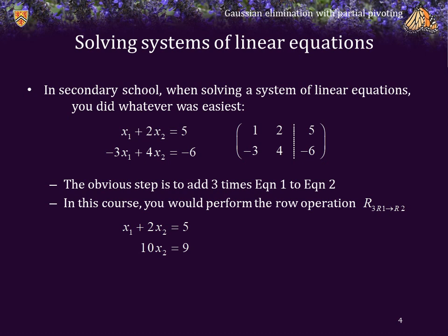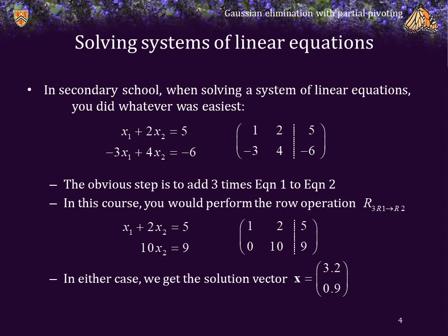So, as a system of linear equations, we now have these two, and as an augmented matrix, we have this here. And in either case, we can determine that, yes, x2 must be 0.9, and substituting x2 into equation 1 using backward substitution, we get that the solution to x1 is 5 minus 1.8, or x1 is 3.2. So that is our solution vector.